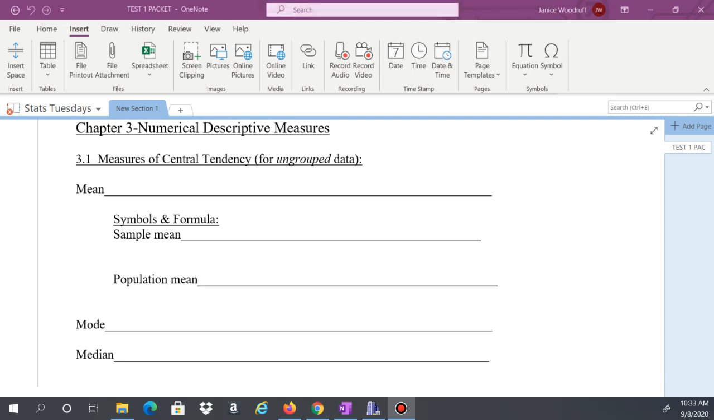All right, so we are doing chapter 3. Chapter 3 is really important because we're going to be learning about our measures of central tendency. Some that you've already heard of: mean, median, and mode. Then we have standard deviation and variance. Those are going to be new measures, and we're going to be using them for the rest of the semester. So those are very important measures. Let's get started.